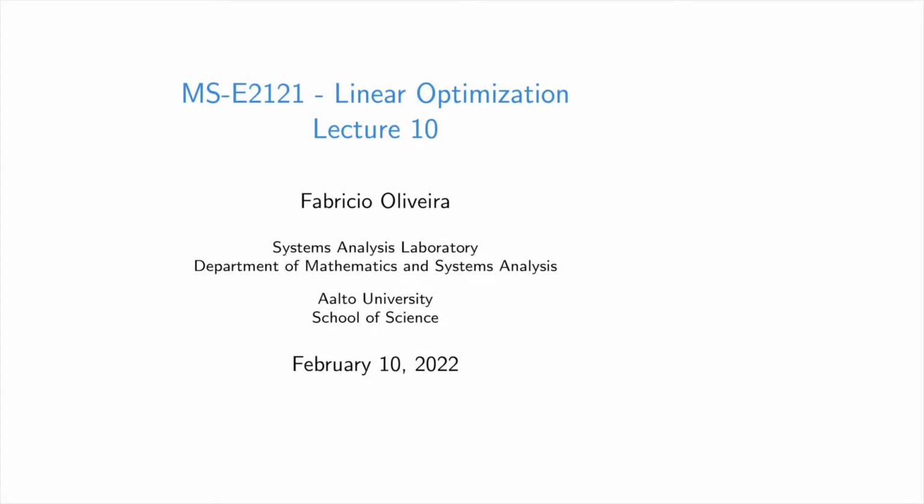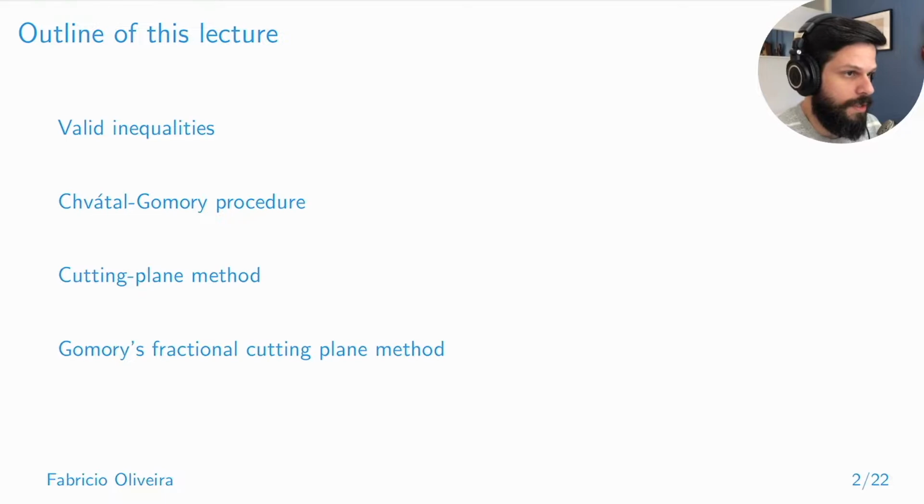Hi everyone. In this lecture, we're going to be looking at the notion of trying to solve integer programs by successively generating valid inequalities that allow us to iteratively get closer and closer to the convex hull of the original feasible region. That idea is central in modern mixed integer programming technology nowadays.